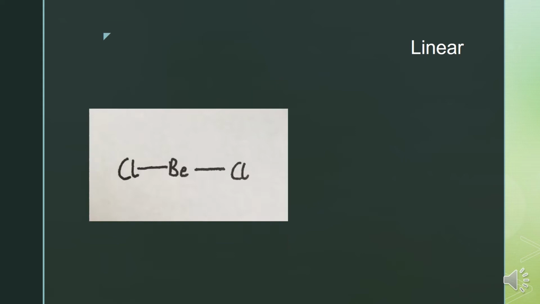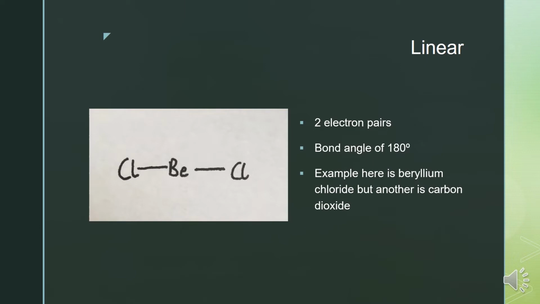The first shape is linear, which has two electron pairs. The furthest apart the two electron pairs can get is 180 degrees, and therefore this is the bond angle in a linear molecule. This example is with beryllium chloride, but another is carbon dioxide.